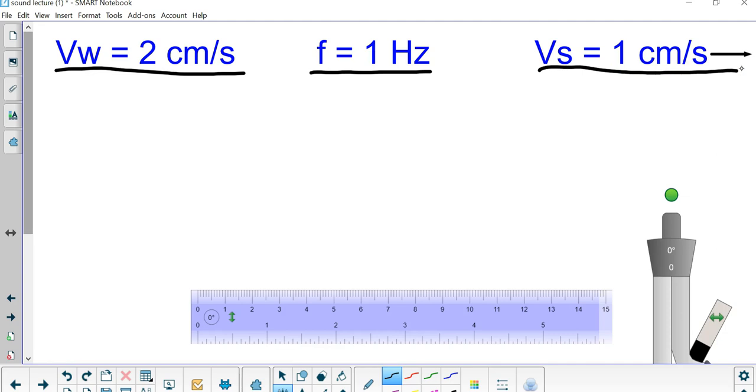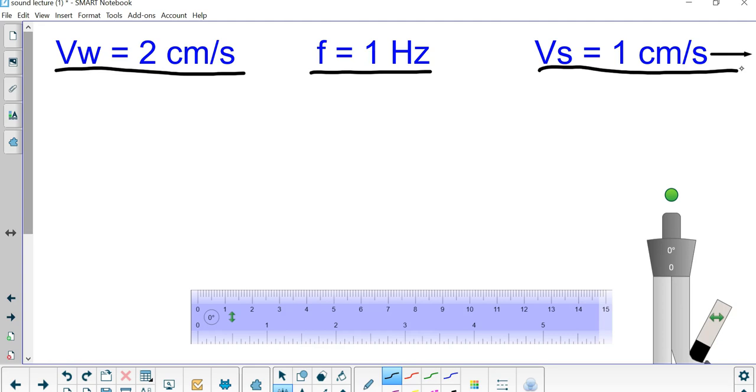1 centimeter per second. Okay, so now I want you to pause the video and I want you to sketch what this picture is going to look like, where your finger still touches the water once every second, but now your hand is going to be moving to the right. So pause the video and draw that.